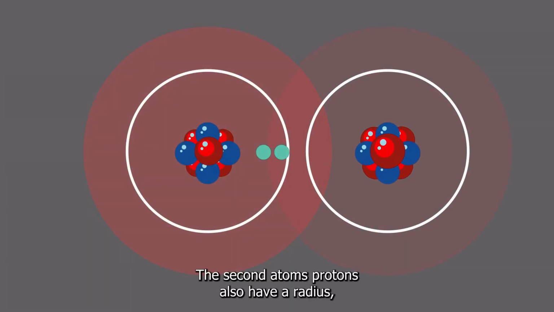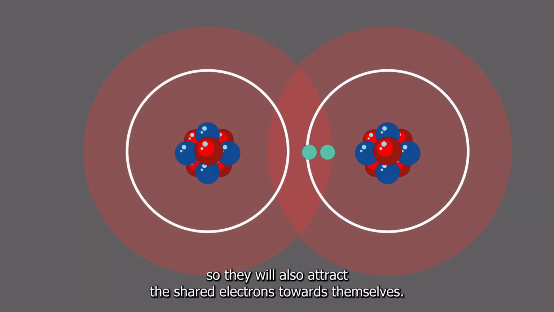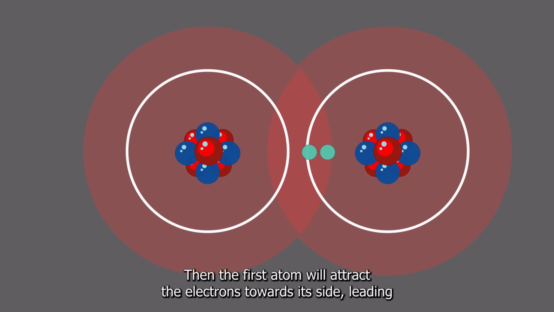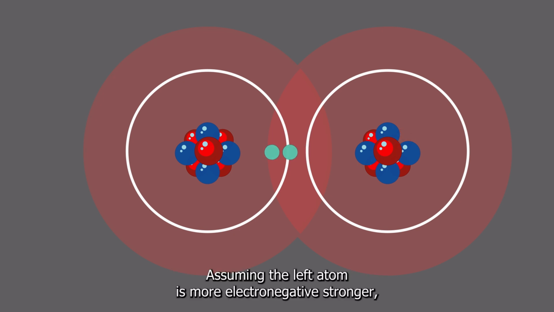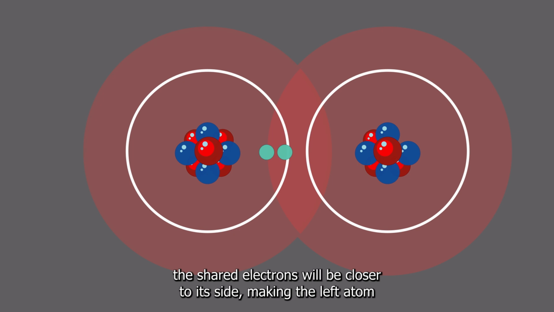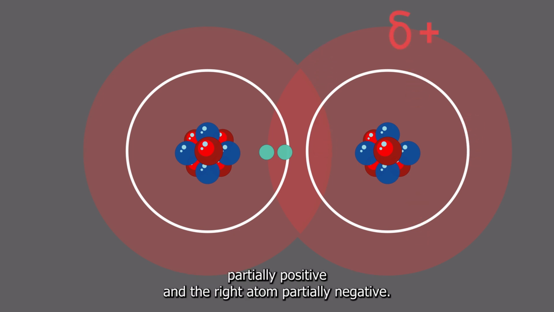The second atom's protons also have a radius, so they will also attract the shared electrons towards themselves. Then, the first atom will attract the electrons towards its side, leading to a competition for those electrons based on their electronegativity. Assuming the left atom is more electronegative, stronger, the shared electrons will be closer to its side, making the left atom partially positive and the right atom partially negative.